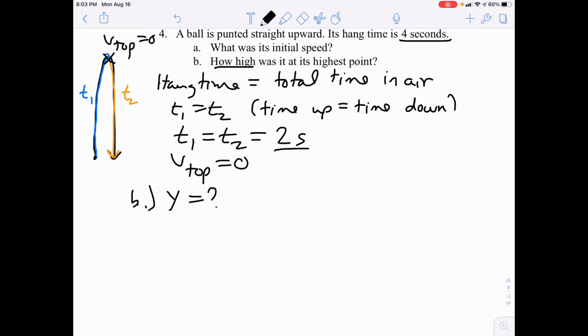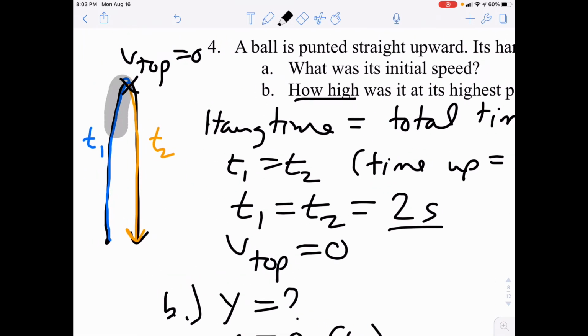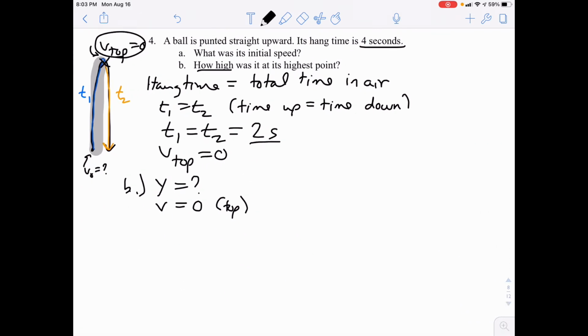Okay, we know that the velocity at the top is 0. That's the final velocity, and what we're doing is we're just focusing on the blue section right here, where this is the initial velocity we're looking for, and this is the final velocity at the top right here. That means the initial velocity is the unknown, that's what we're looking for, and we have a equal to negative 10 meters per second squared.